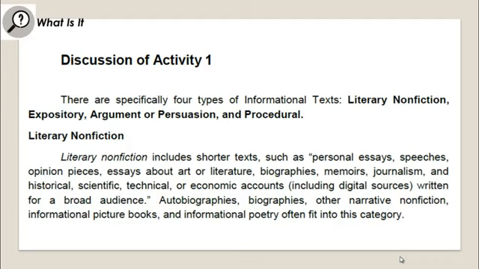There are specifically 4 types of informational texts: literary non-fiction, expository, argument or persuasion, and procedural. Literary non-fiction includes shorter texts, such as personal essays, speeches, opinion pieces, essays about art or literature, biographies, memoirs, journalism, and historical, scientific, technical, or economic accounts, including digital sources, written for a broad audience.